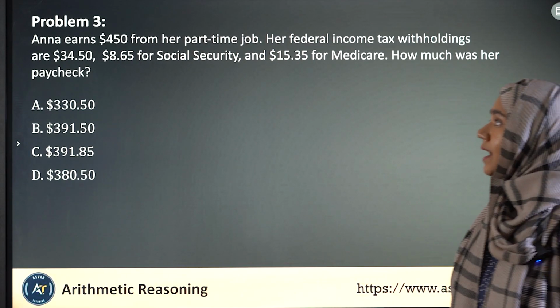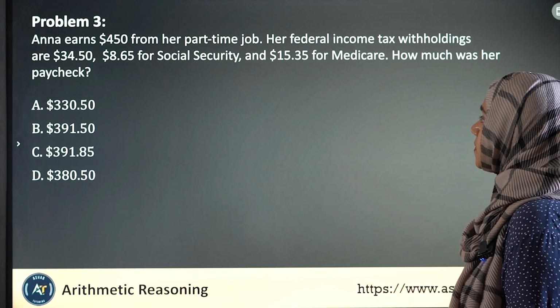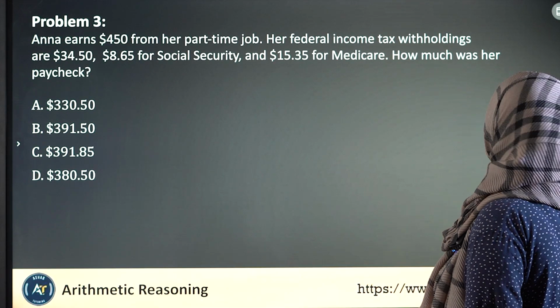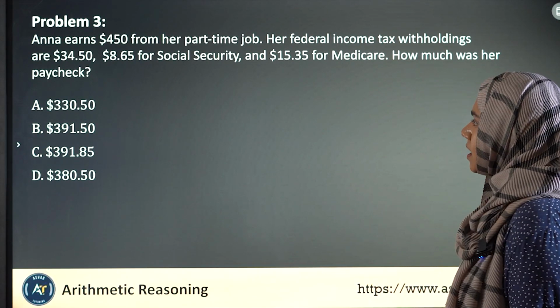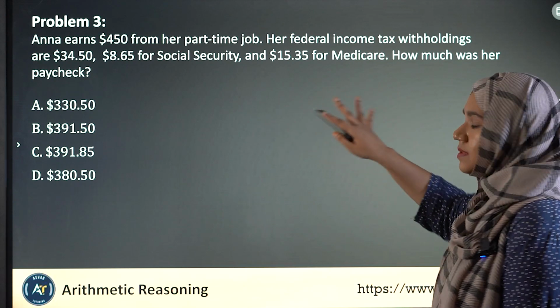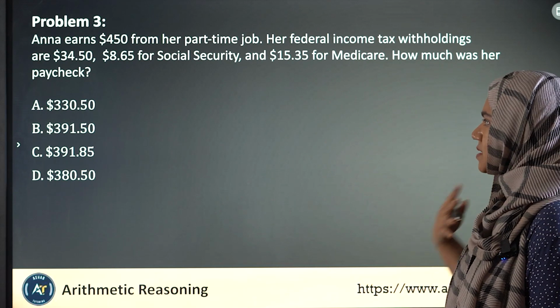Okay. Anna earns $450 from her part-time job. Her federal income tax withholdings are dash, dash, dash. Let's just put it in that way. How much was her paycheck?